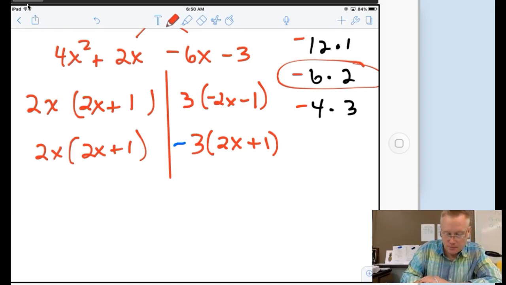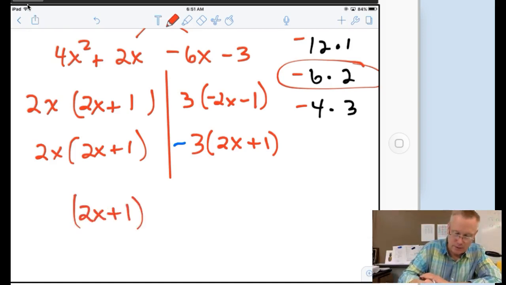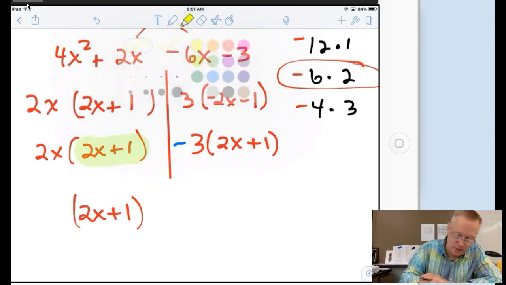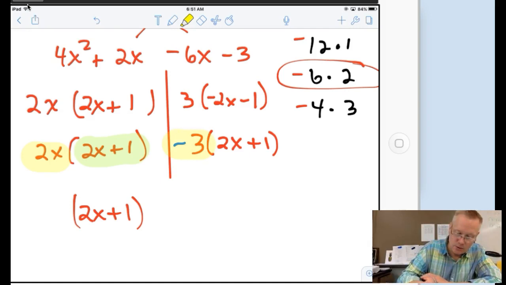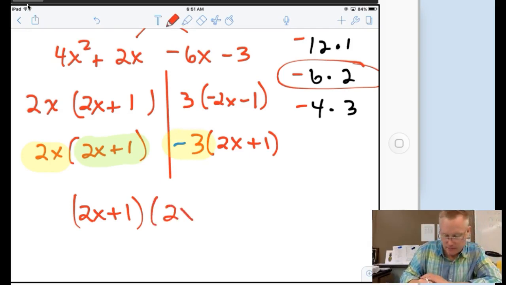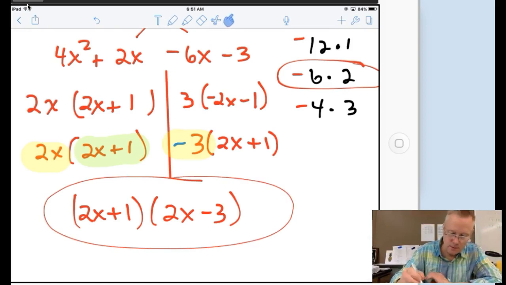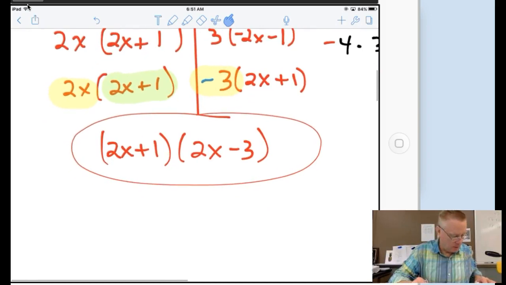All right, so let's see. One set of parentheses is what's inside the parentheses, which is 2x plus 1. The other set of parentheses is what's outside the parentheses, which is 2x minus 3. And that is the answer. And that's the big thing for you to be able to do today. All right, number 2.